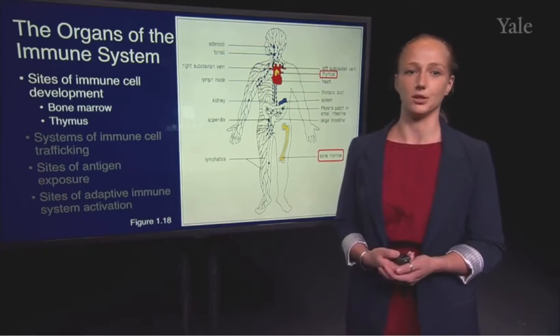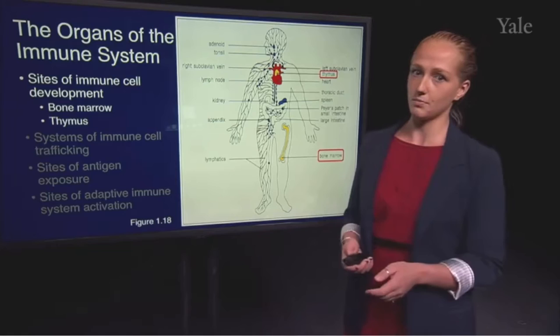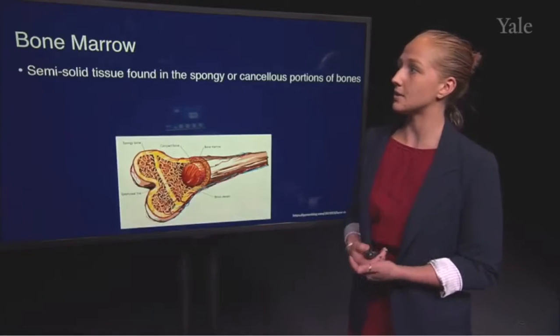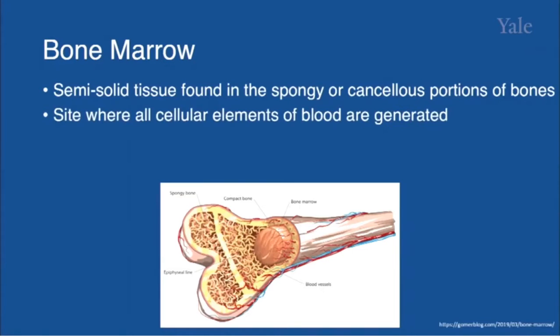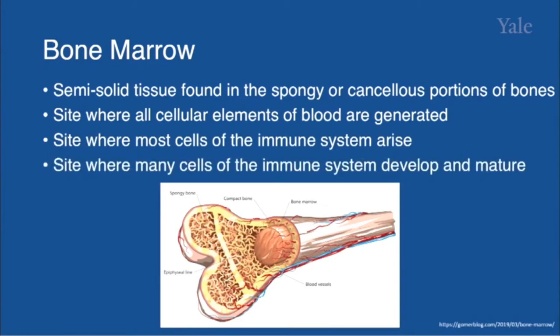Now that we have a very brief overview, let's jump in at the very start, which would be the sites of immune cell development. Let's start off with the bone marrow. The bone marrow is a very critical organ. It's the semi-solid tissue that's found in the spongy or cancellous portions of bones. It's also the site where all cellular components of blood are generated, the site where most cells of the immune system arise, and the site where many cells of the immune system will develop and mature.